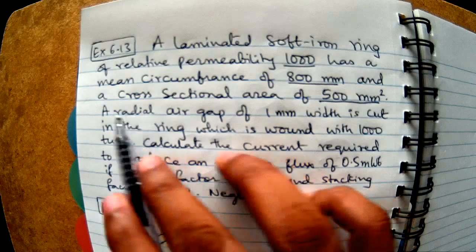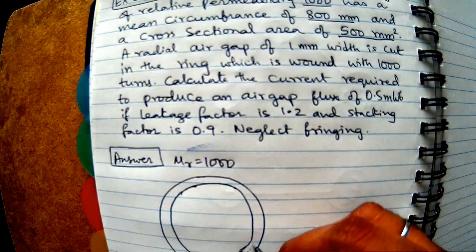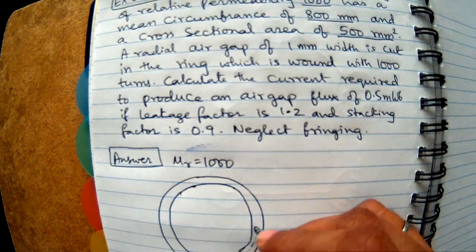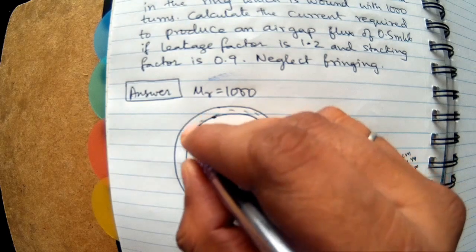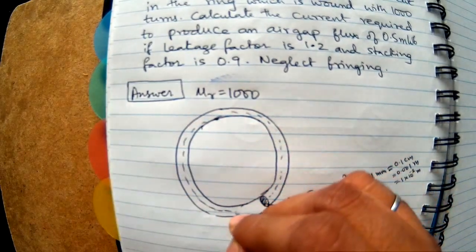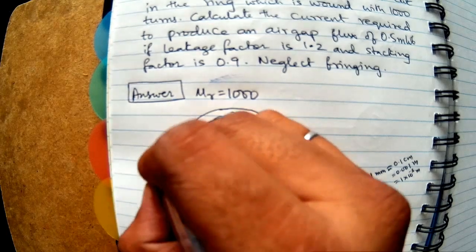And then mean circumference of 800 mm. So that means if I measure this, there is an inner circumference and an outer circumference, but if I see the mean circumference of this ring, that is 800 mm. So I'll say L equal to 800 mm.